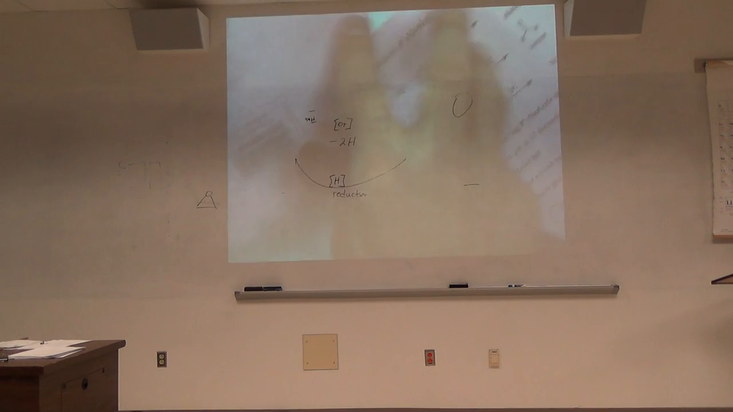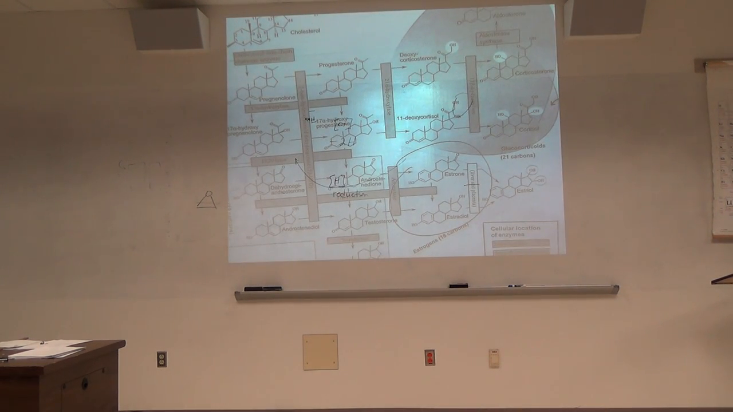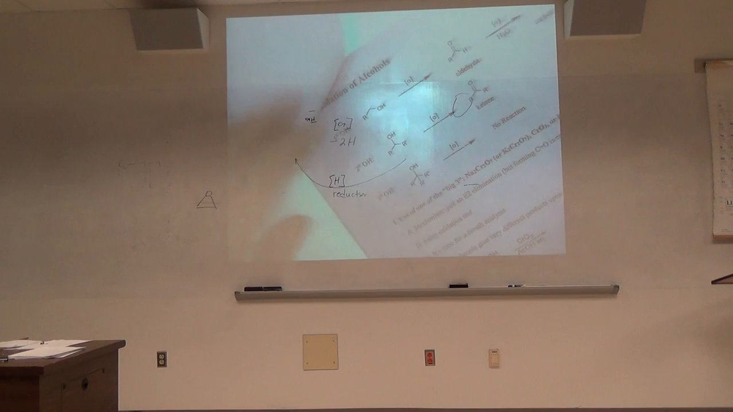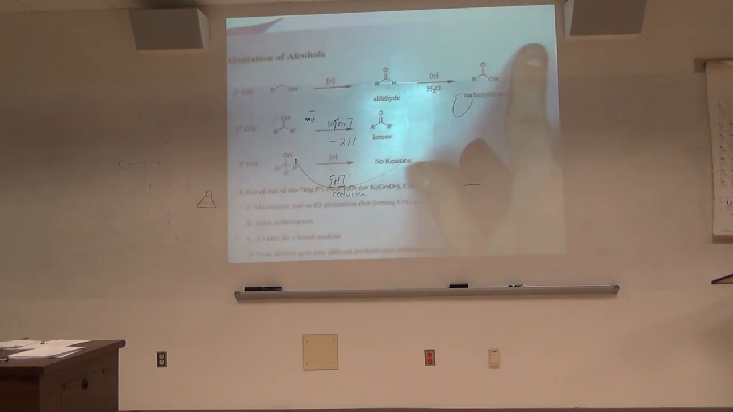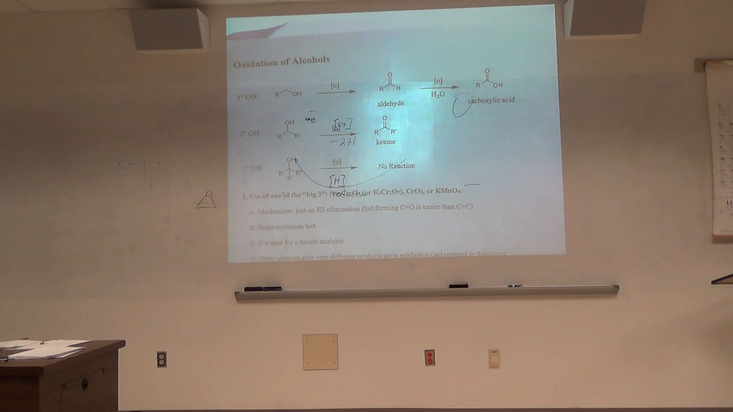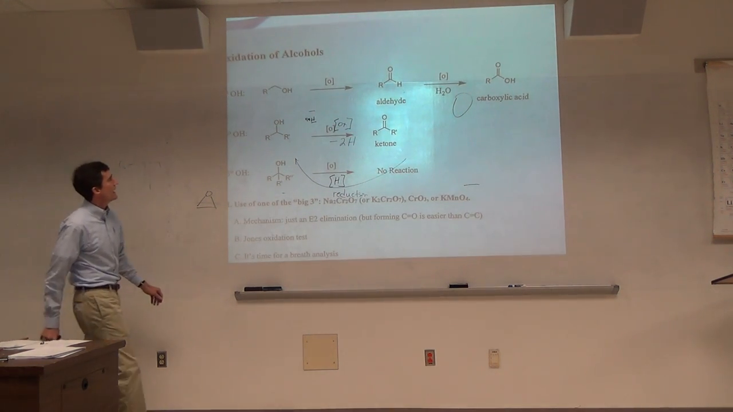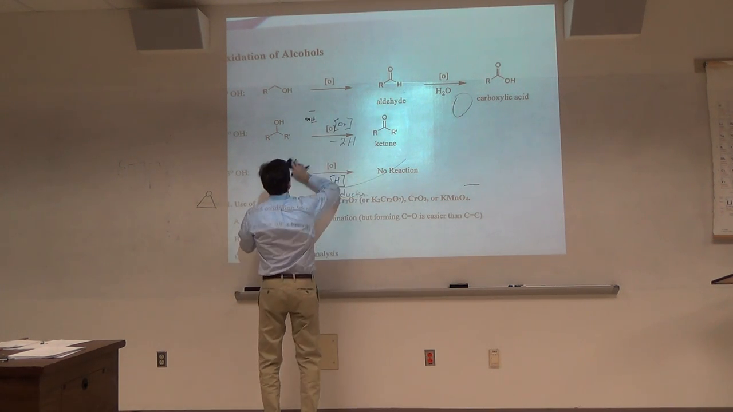Okay. Now, of course, when you get to biochem, you'll learn all about the steroid pathways. The one that's on the front sheet circled there. So, oxidation of alcohols. If you have a primary alcohol and you do an oxidation, you'll first get to the aldehyde.